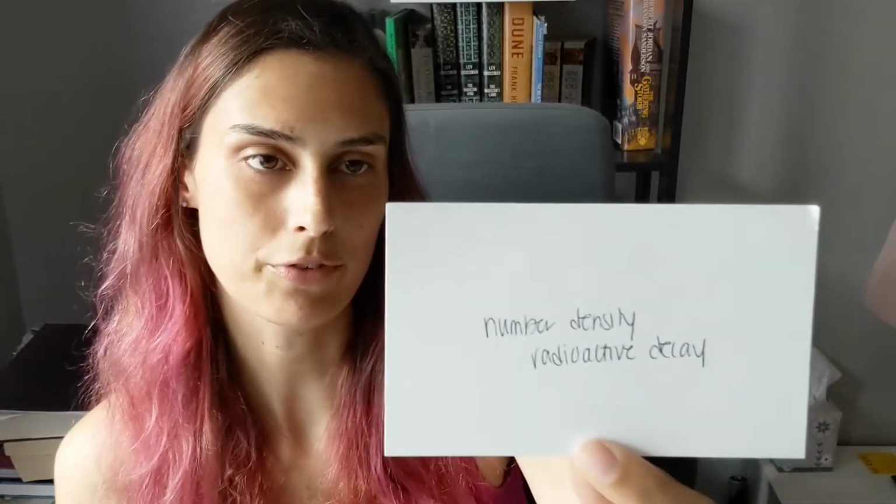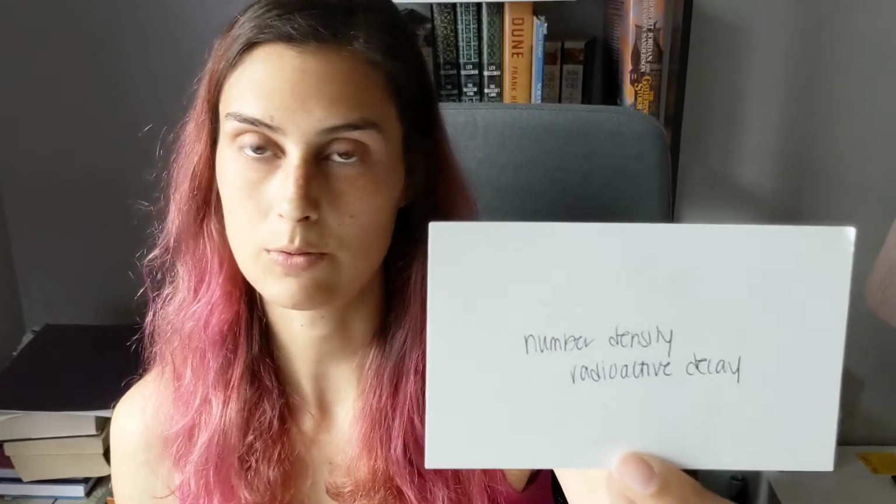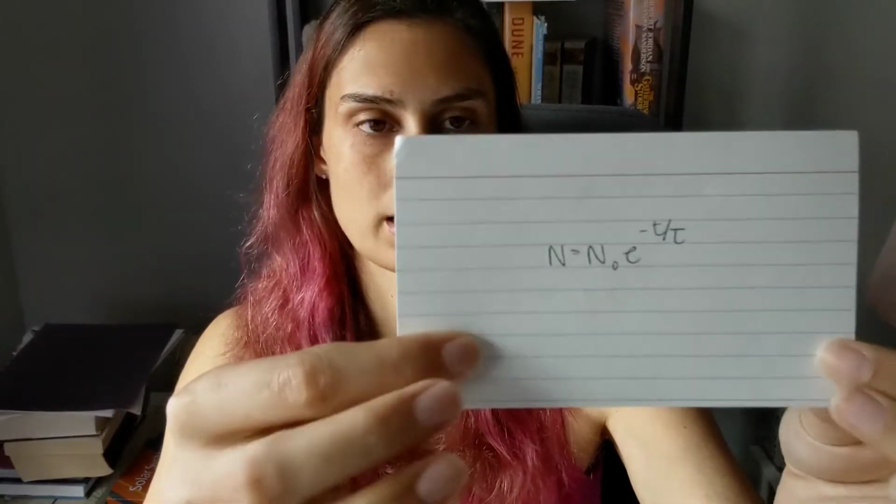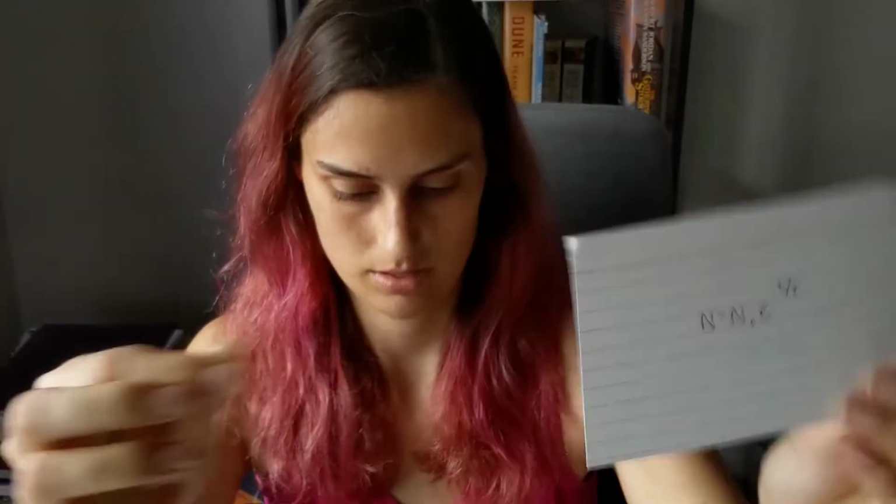The number density for radioactive decays is that N equals N0 times e to the minus t over tau. Exponentially decaying.